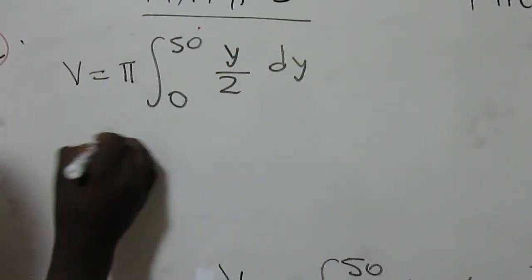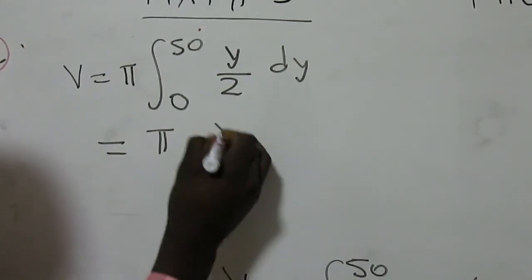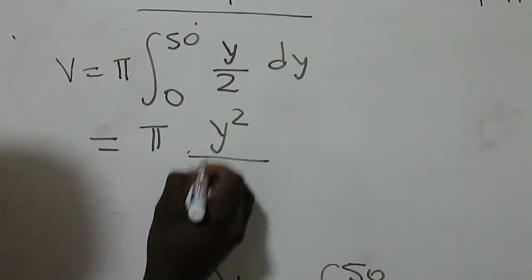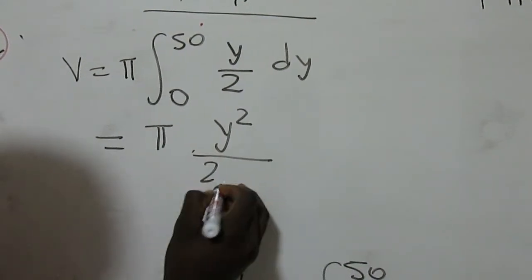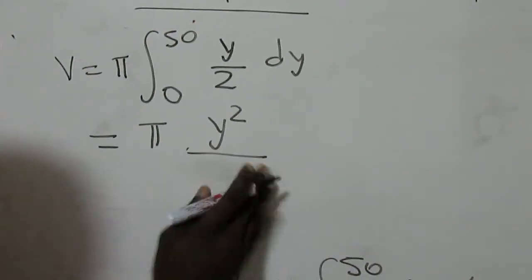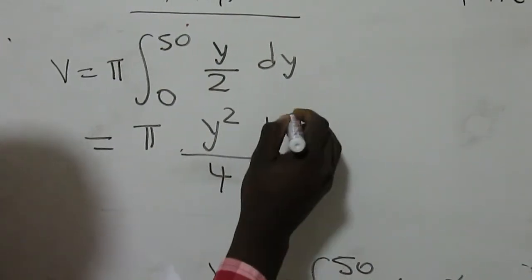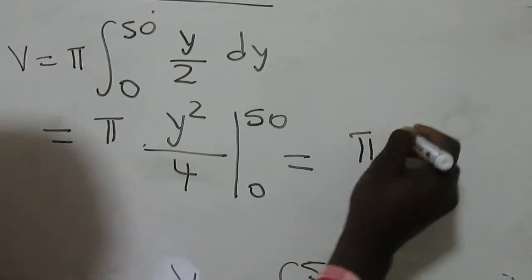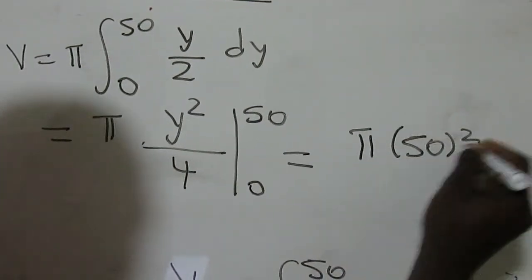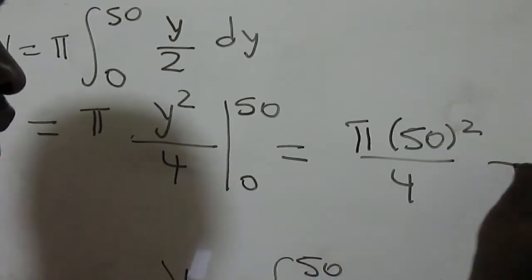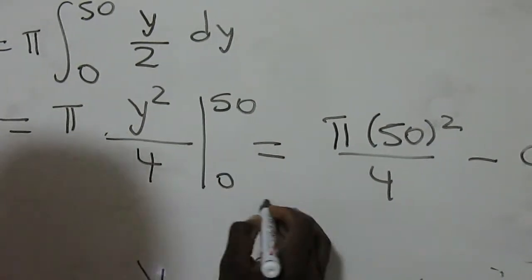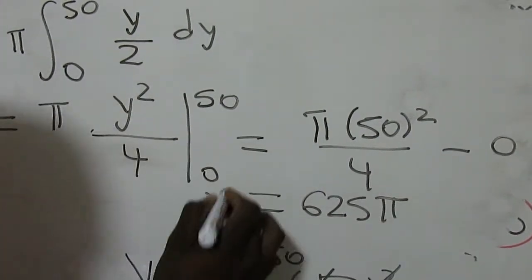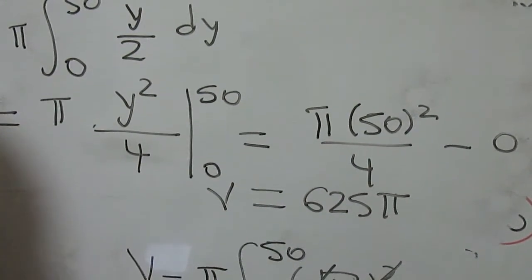The integration of this will give us pi y squared, because 1 plus 1 is 2, over 2 times 2. 2 times 2 gives us 4. Then you take it, y squared over 4, under the limit of 50 and 0. So you determine your limit: pi times 50 squared divided by 4 minus 0. We substitute the 0. And then you're going to have 625 pi as the volume of this function.